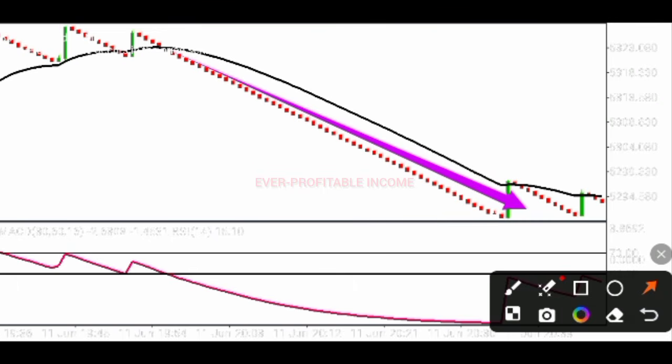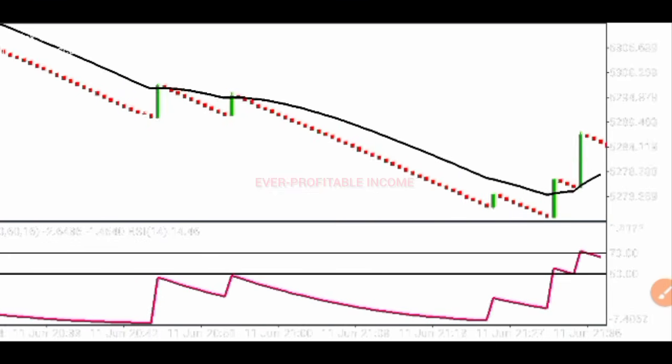Now look at our screen. We have our indicators: two indicators on our indicator window, and on our main chart we also have an indicator. The goal of this video is to help you identify a strong move, a strong trend, so you can hop into it while the trend is strong and never make any loss. Follow me as I show you how this strategy works.